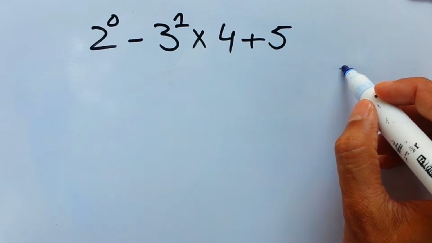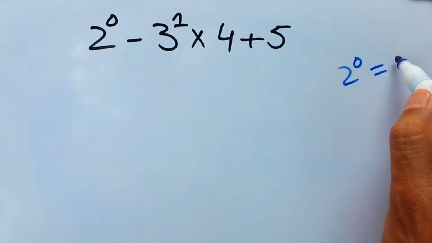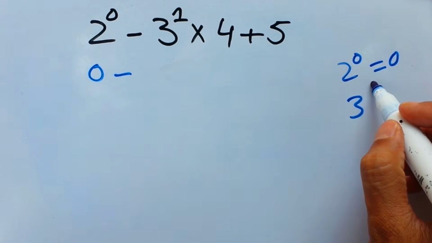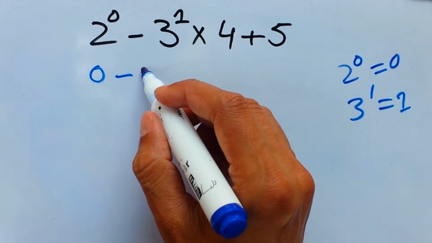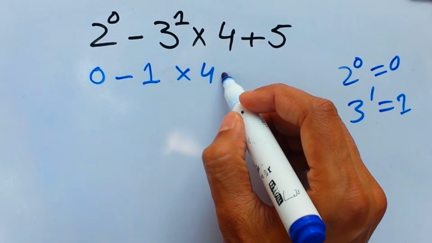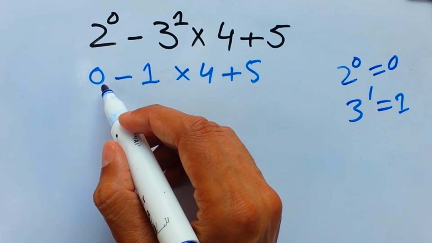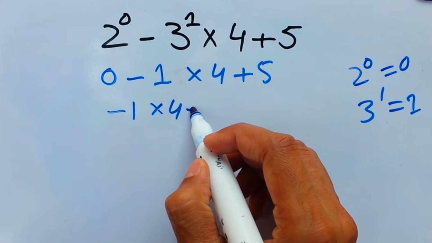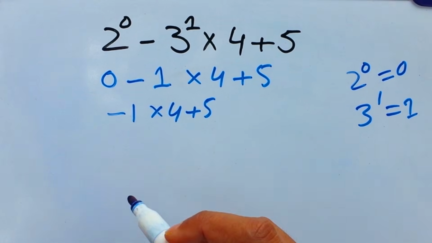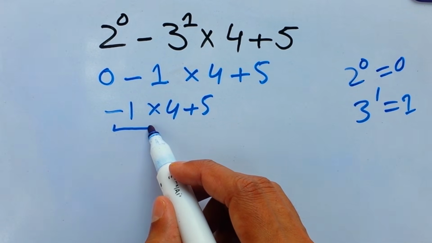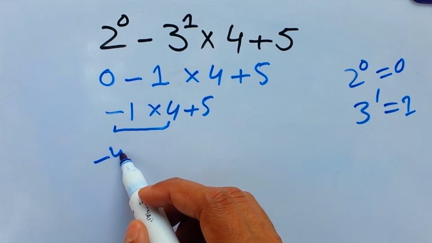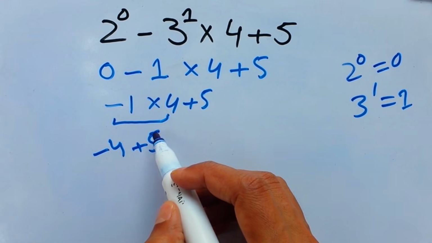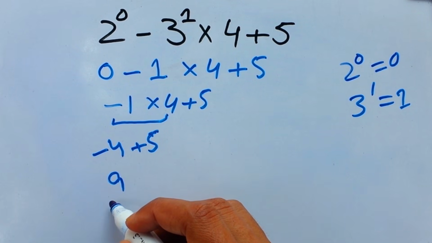2 to the power of 0 is equal to 0, right? 0 minus 3 to the power of 1 equals 1, right? 1 times 4 plus 5. Now 0 minus 1 equals minus 1 times 4 plus 5, right? Now minus 1 times 4 equals minus 4 and plus 5, and minus plus plus, so 9.